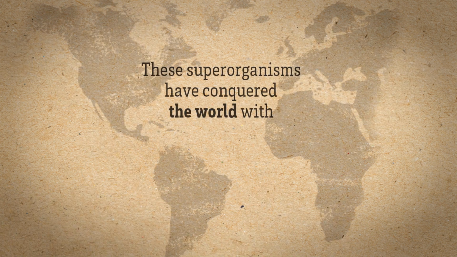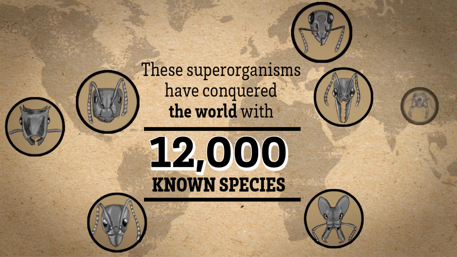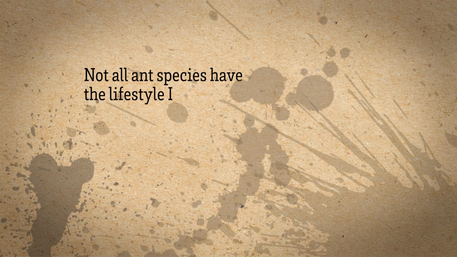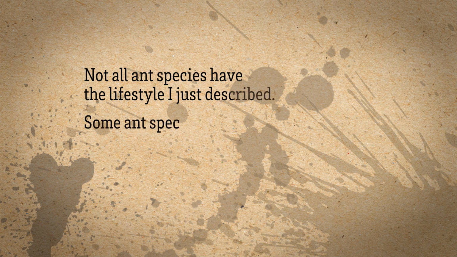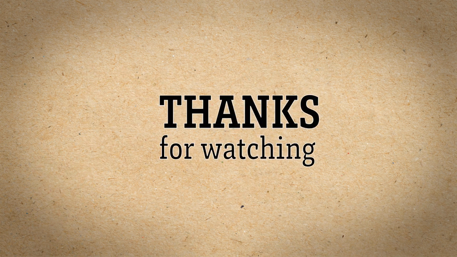Living as superorganisms has allowed ants to conquer most of the world with 12,000 known species of ants. With that many ant species, not all of them have the lifestyle that I just described. Some ant species have colonies with more than one queen. Other species never dig a nest, etc. This was just a simplified overview of ant life, which I hope was insightful for you.